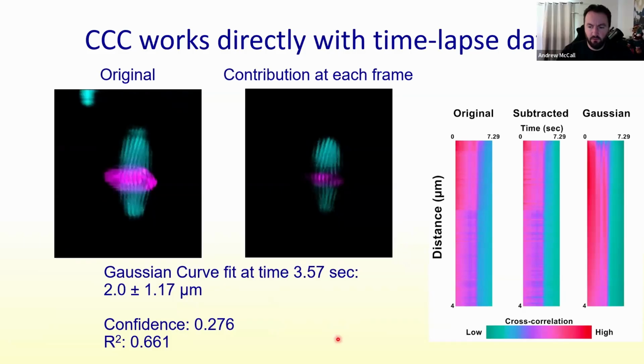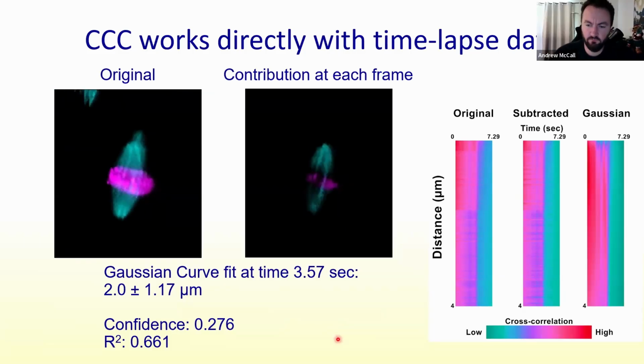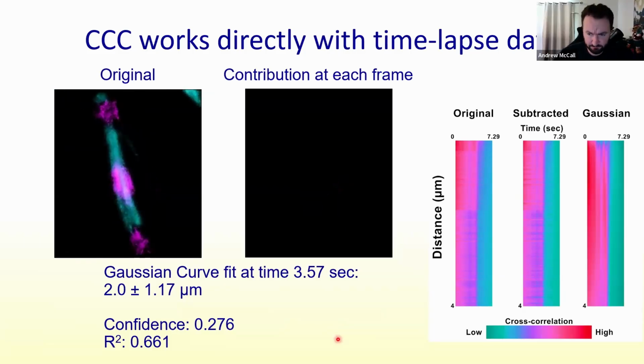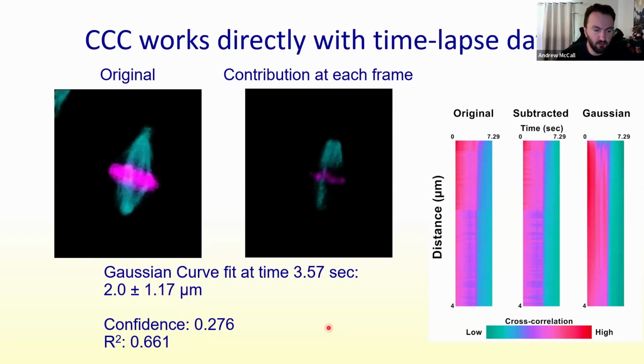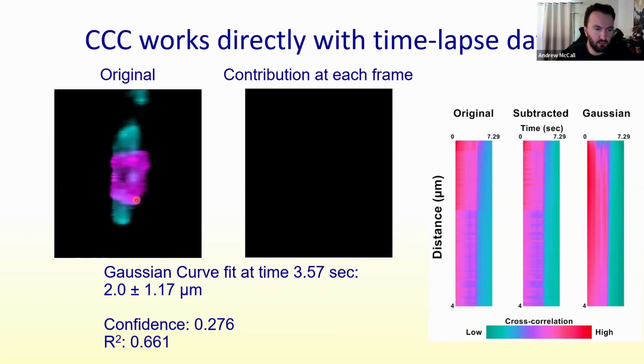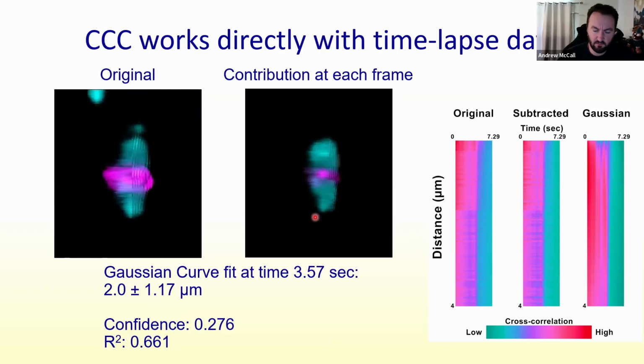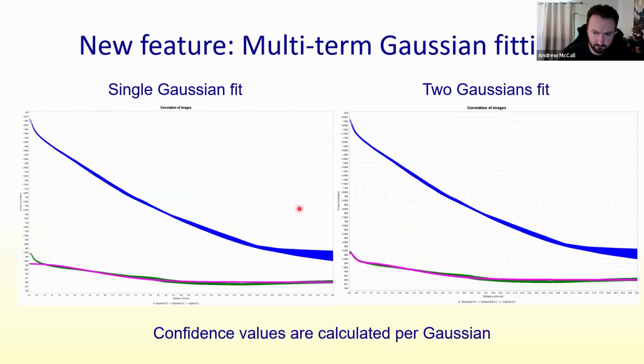Okay, before we get to the tutorial, I wanted to mention a few of the more advanced features of CCC. First is that this can actually accept time-lapse data directly. We're going to be doing this in the tutorial. For those of you who may be familiar, this is the mitosis image from Fiji. So we'll be using the sample image in order to do this exact same thing. So we'll be going over that.